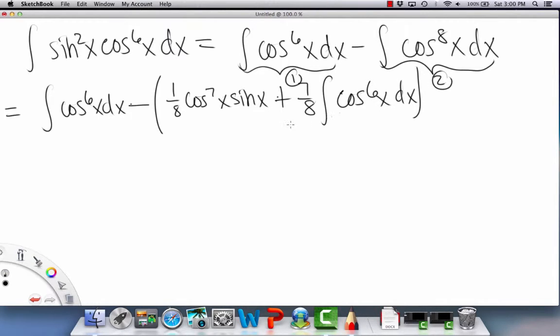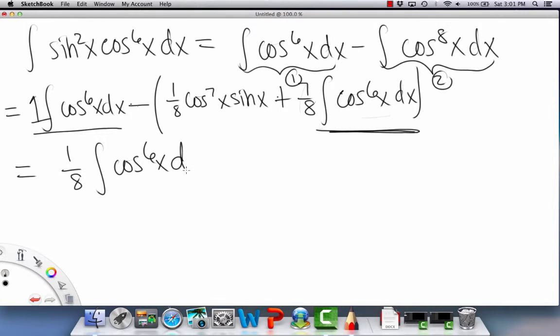You can see what's happening here. We have this term and this term, and they're like terms. This is a 1 in front, minus 7/8 of the same thing. So this turns into a positive 1/8 of the integral of cosine to the 6th x dx when we combine those like terms. And then we still have, distributing the negative inside here, cosine to the 7th x sine x.